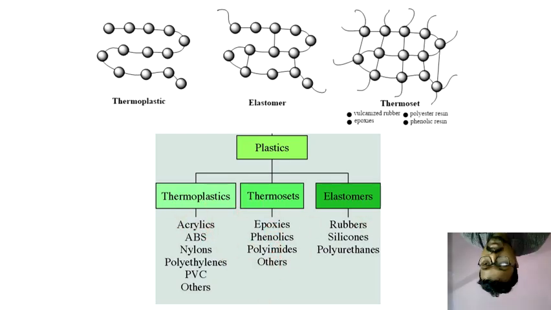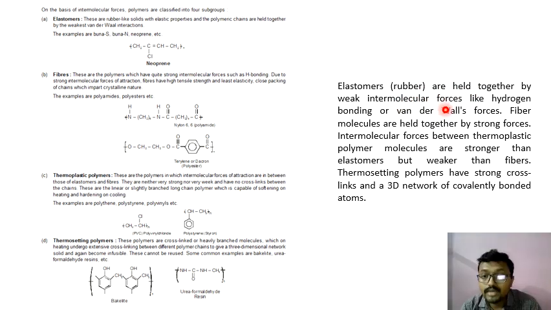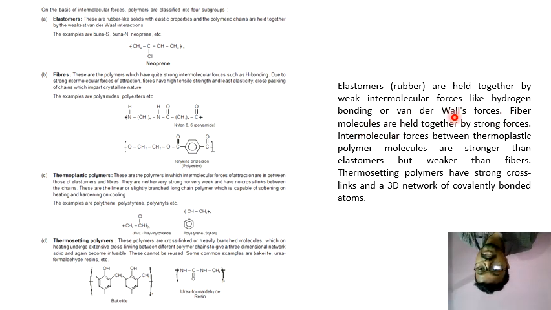Okay. These are already discussed. This part is not so much important. Okay, this is again some example of elastomer. Now there is some important thing, the molecular force. The elastomer rubbers are held together by weak molecular force like hydrogen bond and van der Waals force. Fiber molecules are held together by strong force. Intermolecular force between thermoplastic polymer molecules is stronger than elastomer but weaker than fiber.